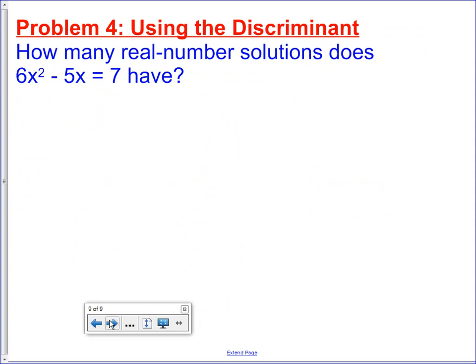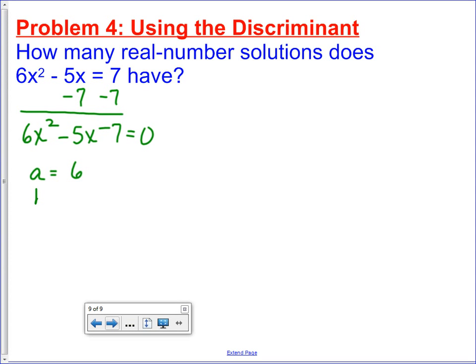All right, and problem 4, using the discriminant. How many real number solutions does 6x squared minus 5x equals 7 have? Okay, well, first of all, we need to get this in standard form, so I want to make sure it's equal to 0. So subtracting 7 from each side, we have 6x squared minus 5x minus 7 equals 0. Let's identify our A, which is 6, B is negative 5, and C is negative 7.